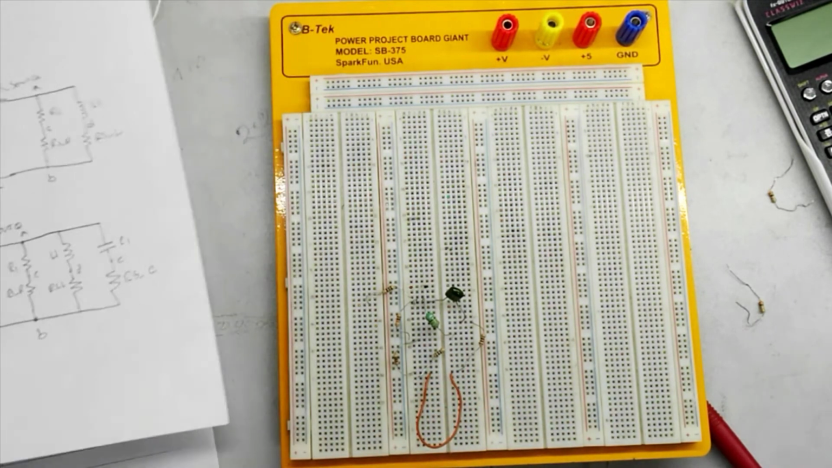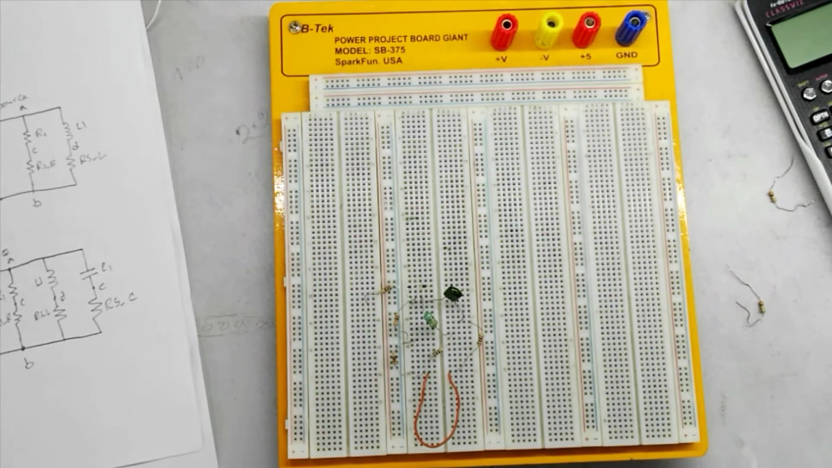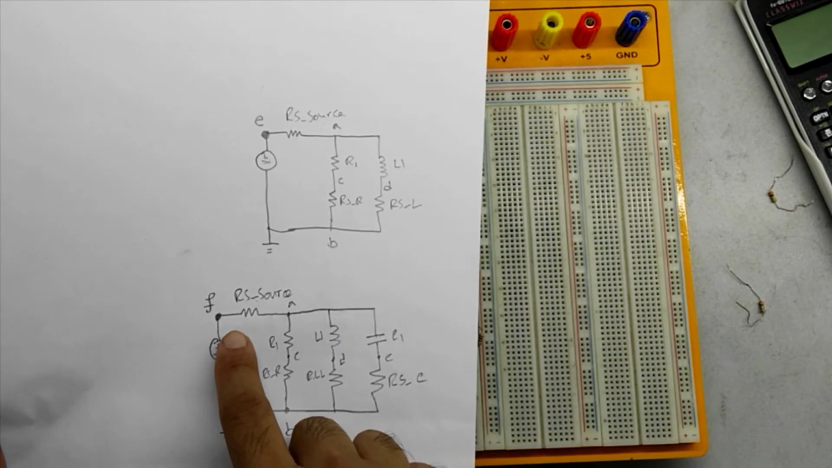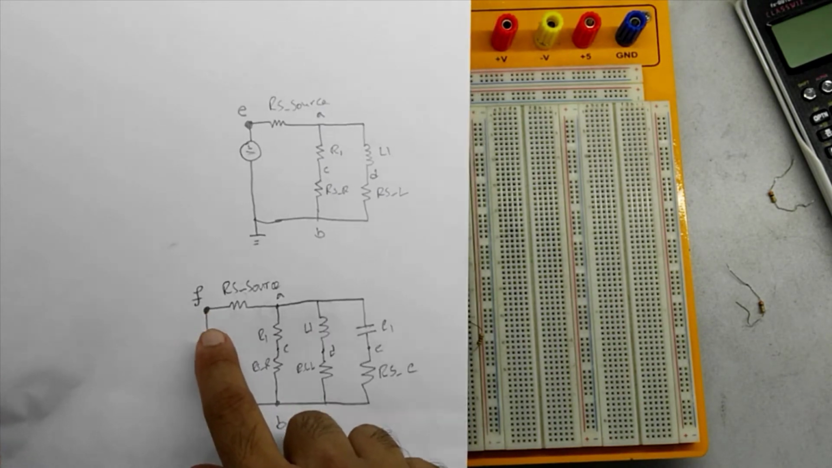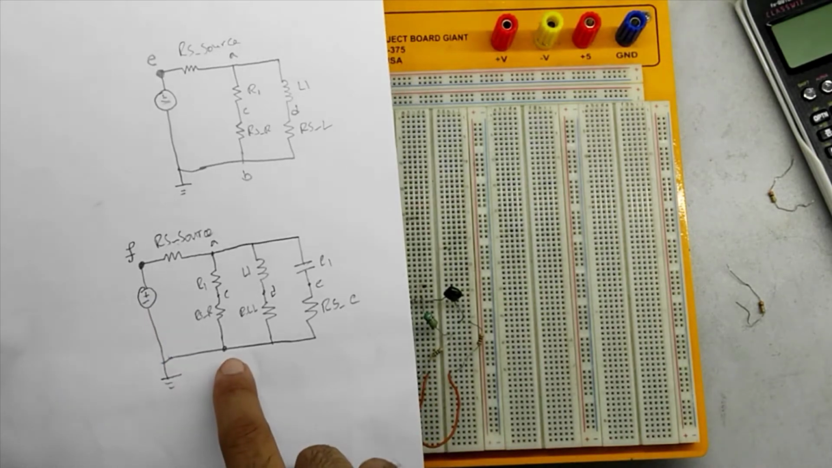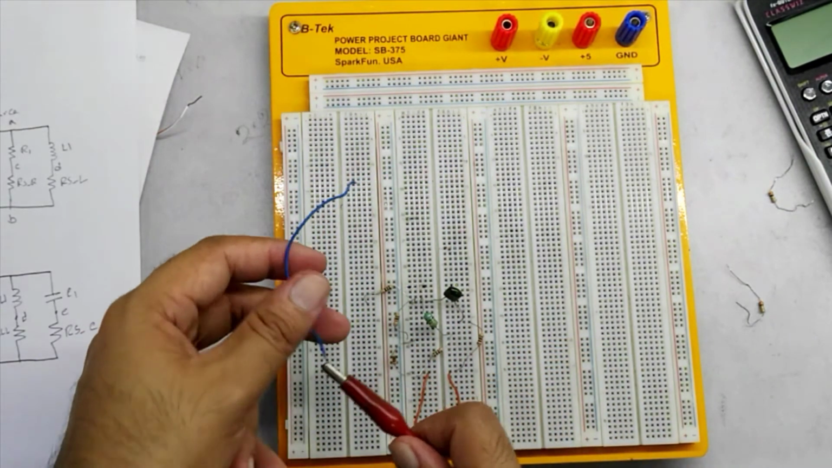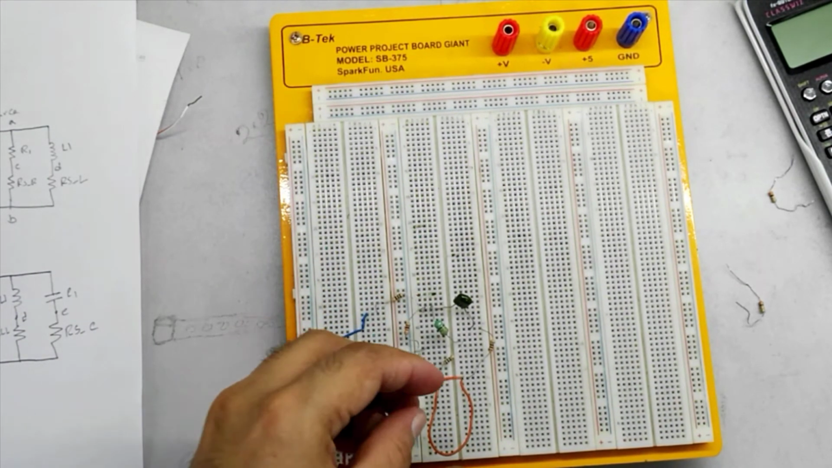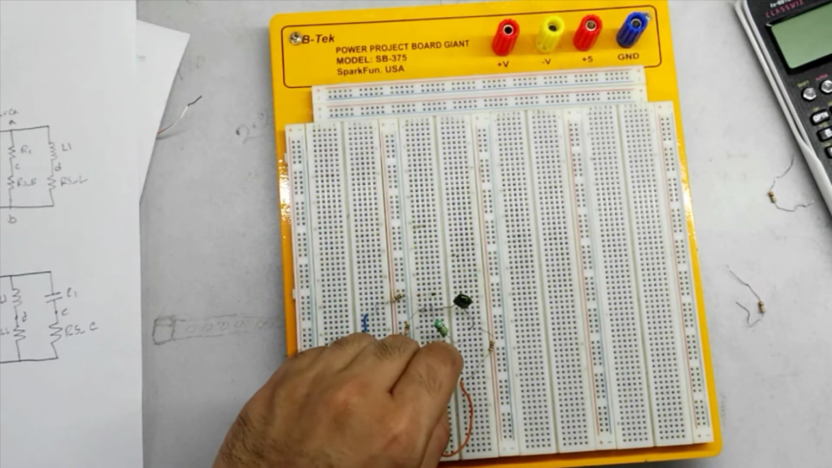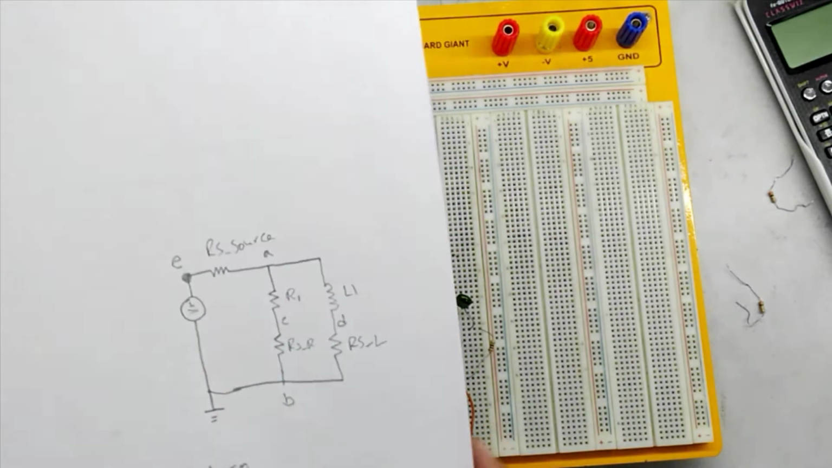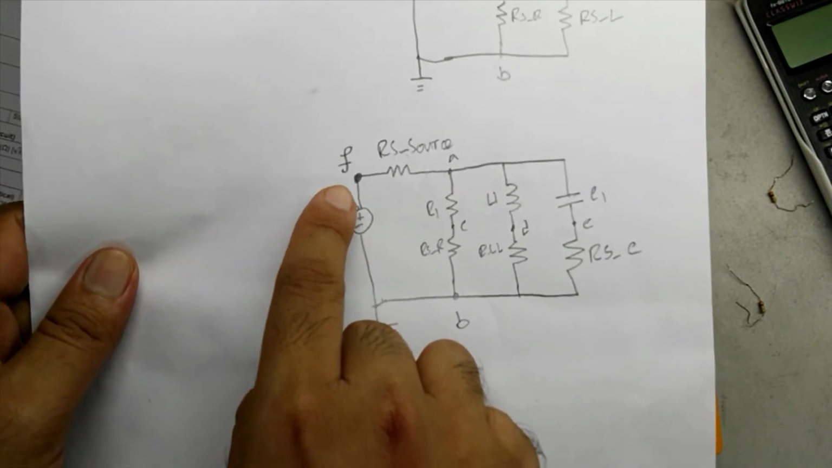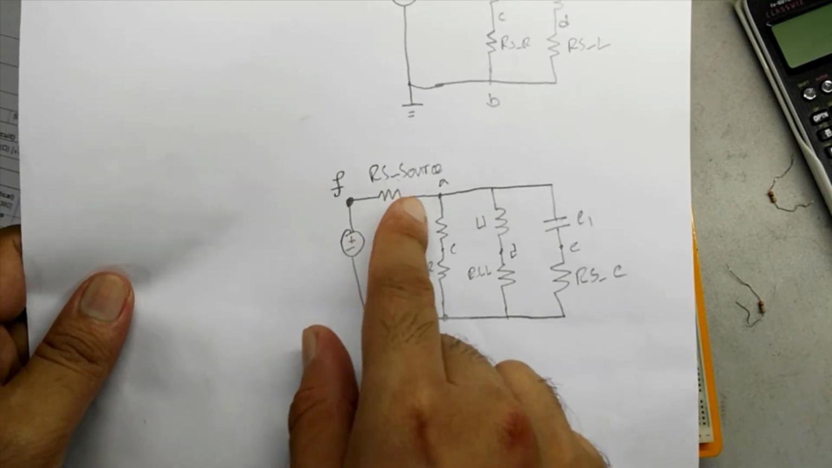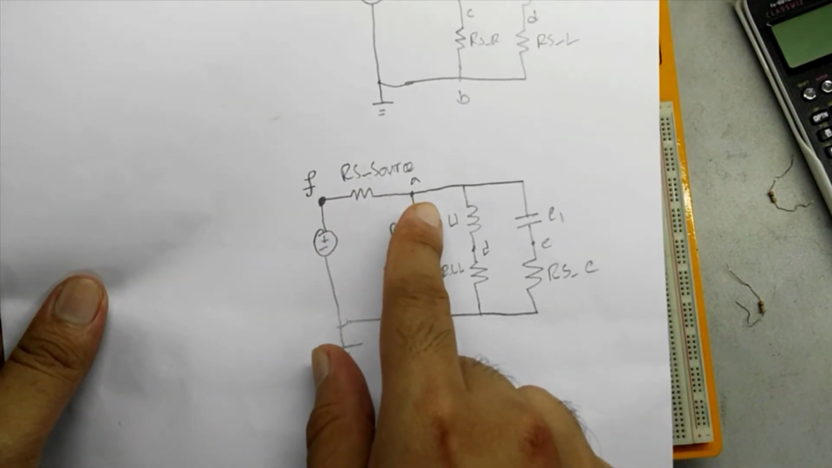Now we will attach the signal generator. The red wire, the plus polarity of the signal generator, will go to F, and the black wire, the negative polarity, will go to B. So the red wire is attached to F, and the black wire is attached to B. For measurement, we will connect channel 1 to F so that we can set the source amplitude. And for the first reading, for the voltage across RS source, we will place channel 2 at node A.